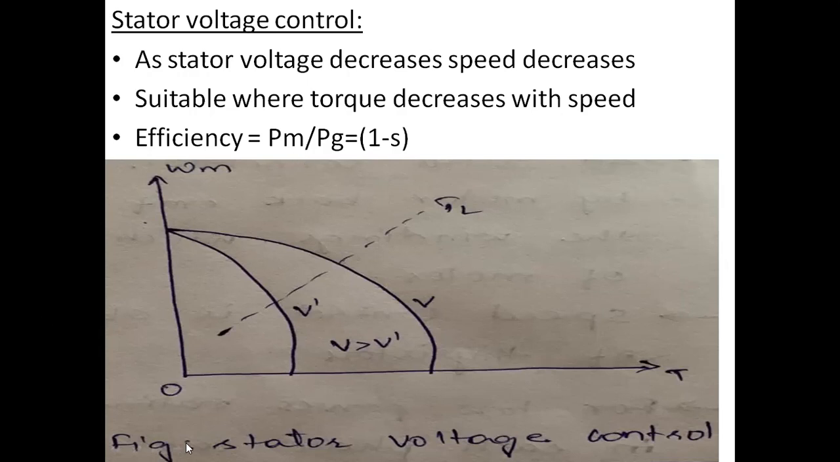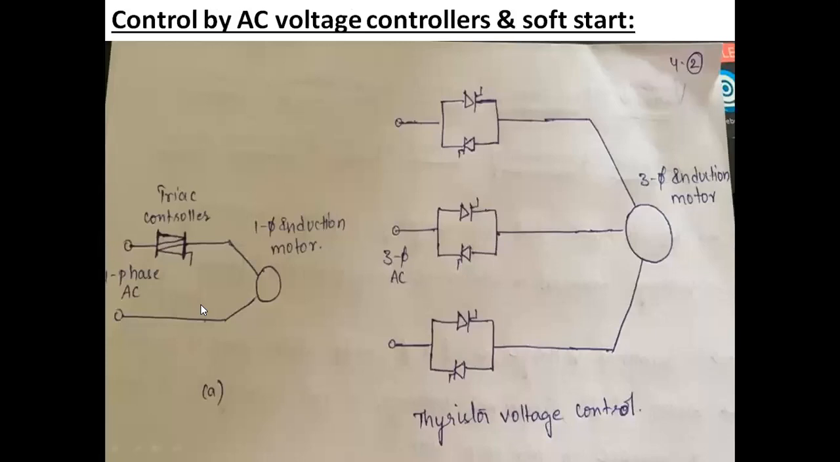Okay. Now, the next topic is control by AC voltage controllers and soft start. How we control the induction motor by AC voltage controllers and how we softly start them. The applications are mainly in domestic fan motors. If you are using a single phase motor, we use one type of triac voltage controller, and if you are choosing a three-phase voltage controller, then we use other types.